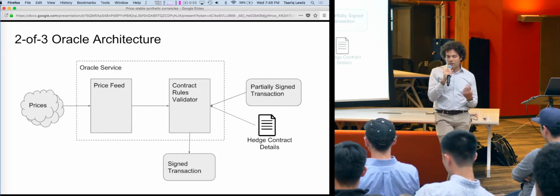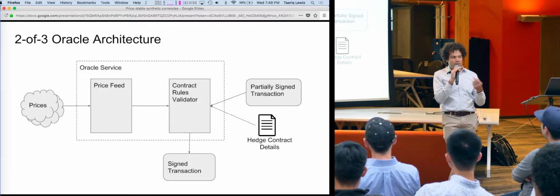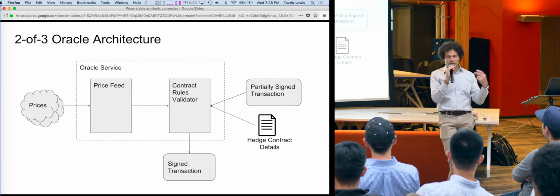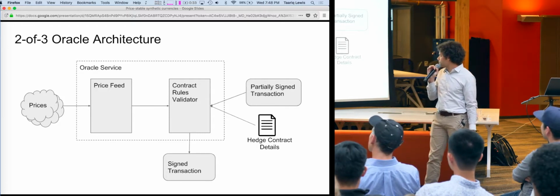And then the user or Abra can present these to the Oracle. If the Oracle agrees that it's valid, it just signs the transaction, and then anyone can post that transaction to the blockchain.